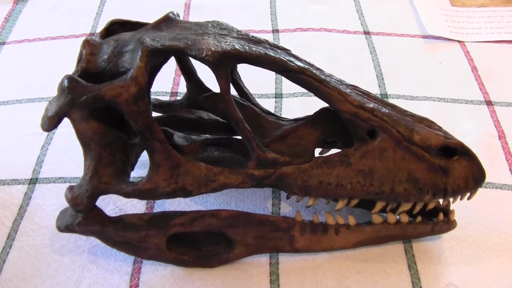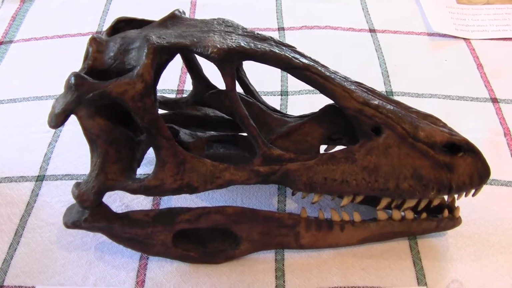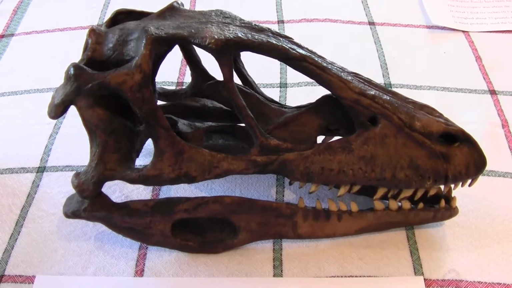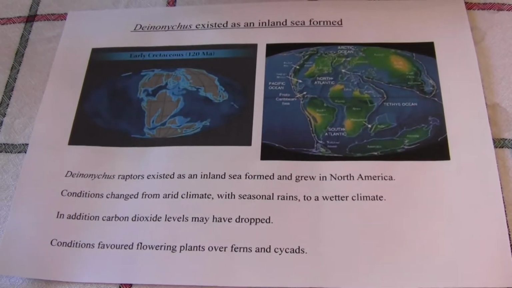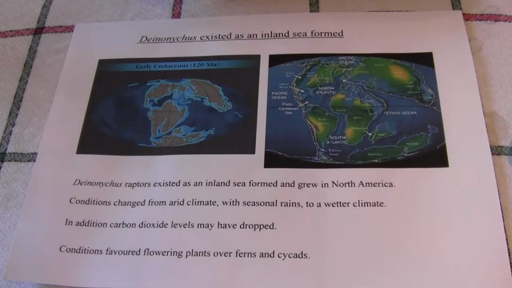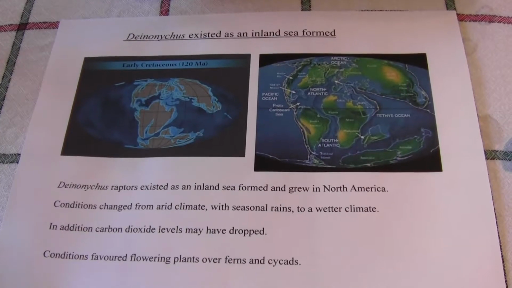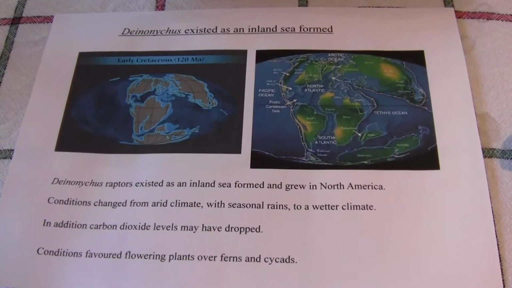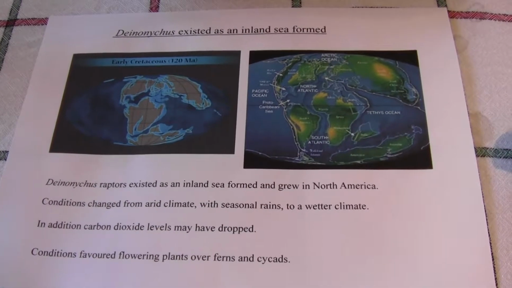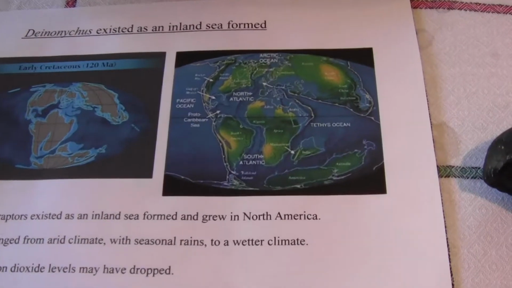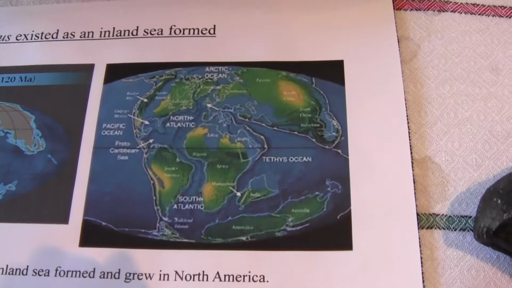Today we're looking at this skull of a Deinonychus, which was a dinosaur from about 115 to 108 million years ago. Now, the Deinonychus existed at a time in the Cretaceous period when an inland sea was forming in America. About 120 million years ago, there was the start of an inland sea, and as time went by, up to about 100 million years ago, this inland sea got bigger and split the continent of North America.